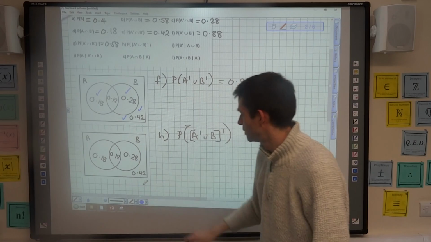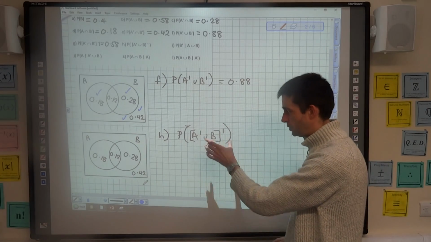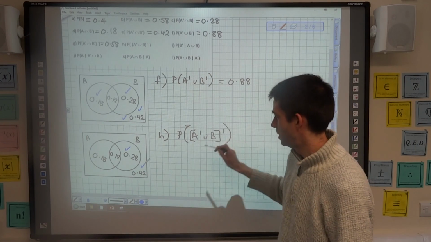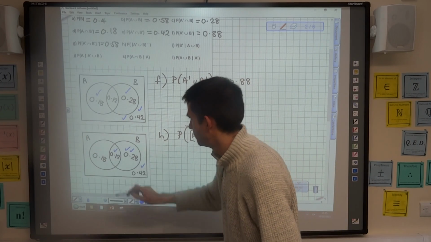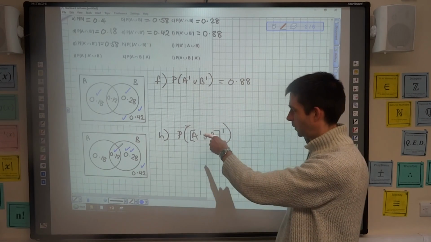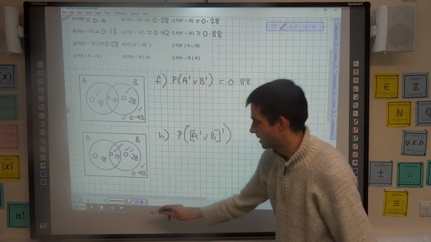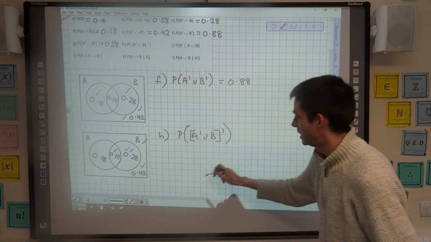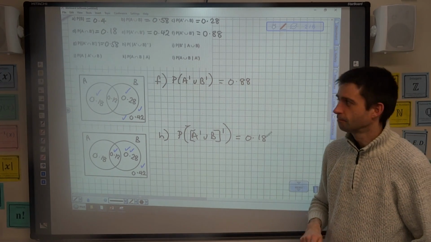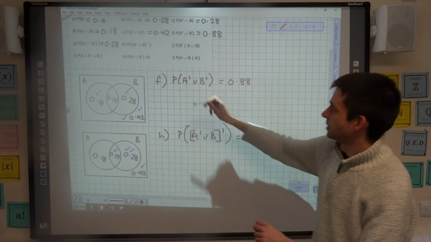Right, so let's have a think about not A union B. So not A is this bit and this bit, B is this bit and this bit. That's the union of not A and B. So if we want not that, everything except that, it must just be the only bit we haven't ticked, which is 0.18. Cool, so that's H done, let's just jot that up there.